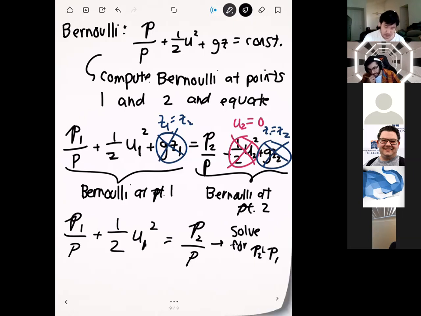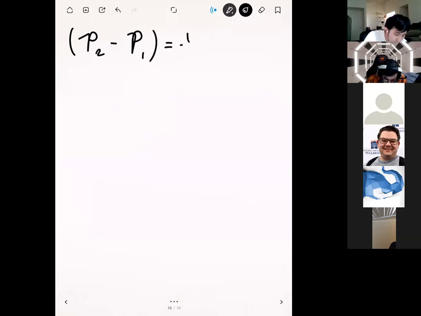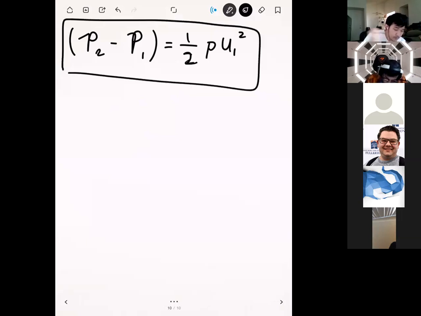Okay. So let's go ahead and do that. And so to solve for that, I'm going to multiply both sides by the density, and then move P2 minus P1 onto one side. And so what we get is P2 minus P1 is equal to 1/2 rho U1 squared. Okay. And so from this expression, we can say that the pressure difference between the building and the atmospheric air is going to be directly proportional to the velocity of the air squared.